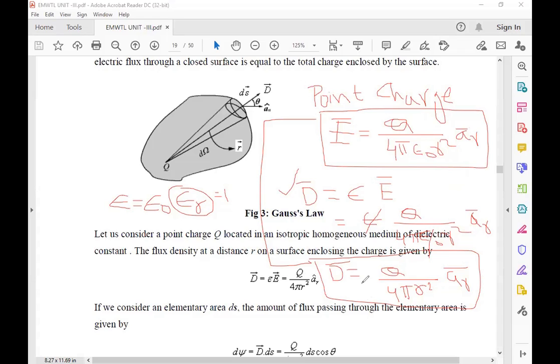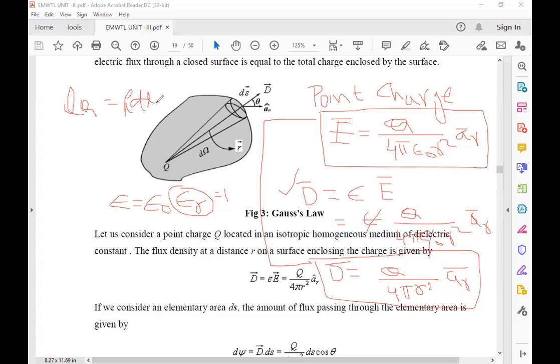In the previous class, there were charge distributions. What are the charge distributions? We have the line charge, surface charge, and the volume charge. For the line charge, what is dq equal to? dq is equal to rho L into dl.